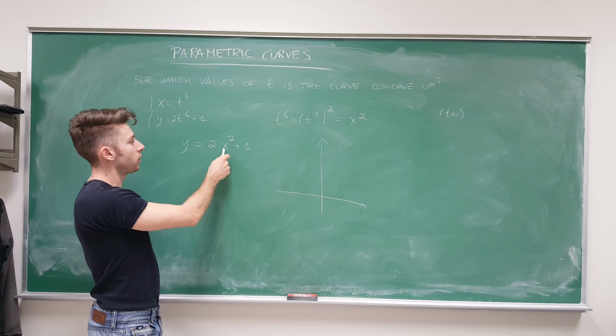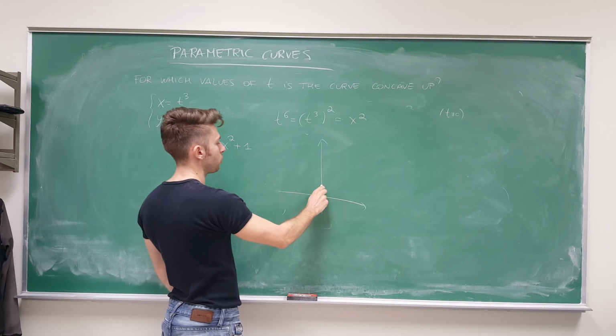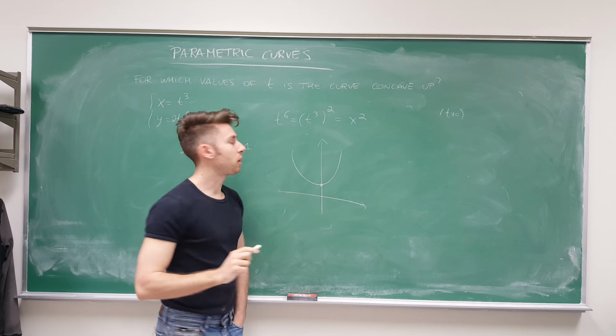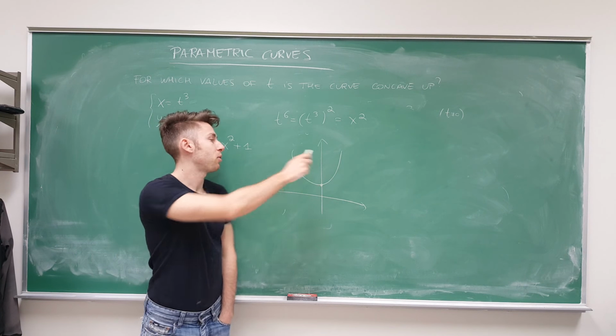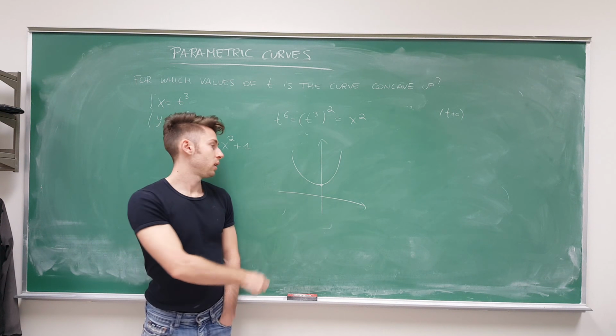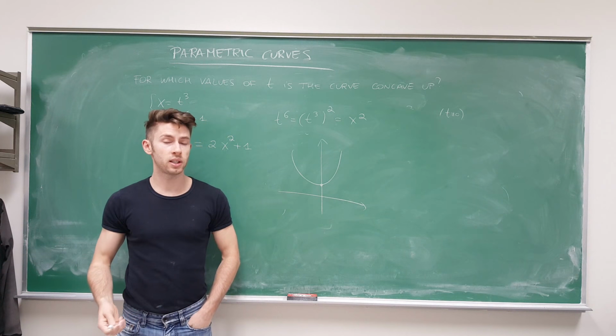So, when x is 0, the vertex is 1. And it's a parabola that looks like this. And this is concave up, it's always concave up over its whole range. So that's consistent with what we found.